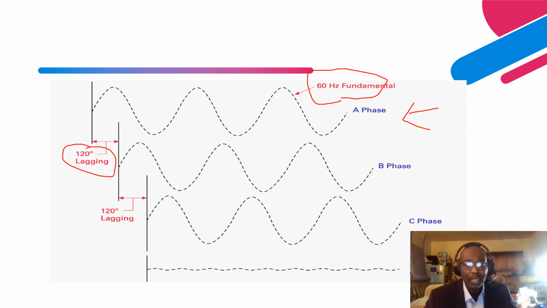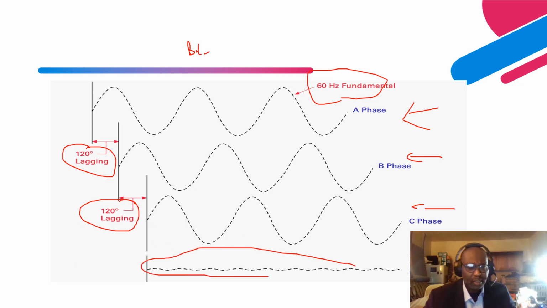As you can see over here, phase C also lags phase B by 120 degrees. So as you can see, it is balanced. So the neutral current is close to zero, as you can see over here. So basically, the output is very clean.